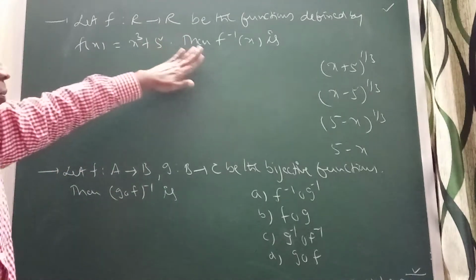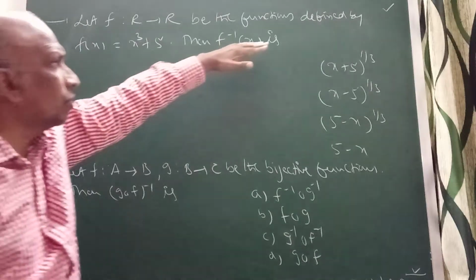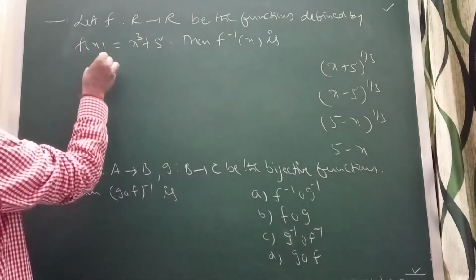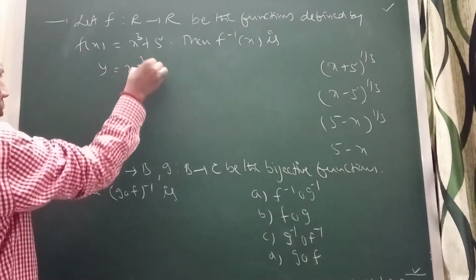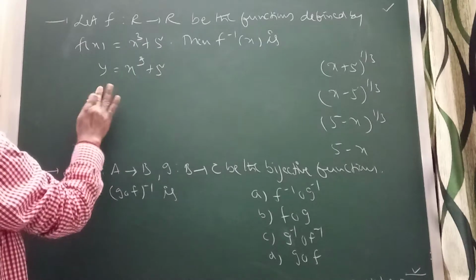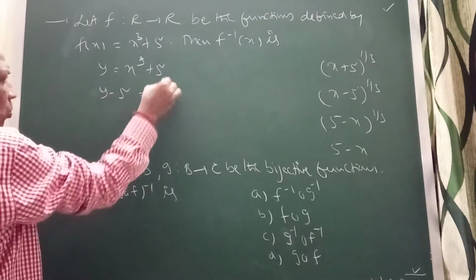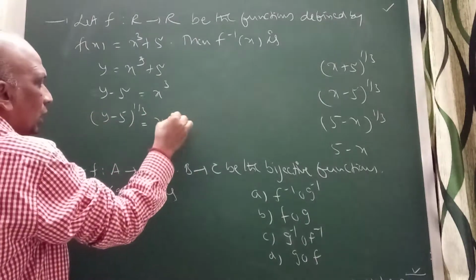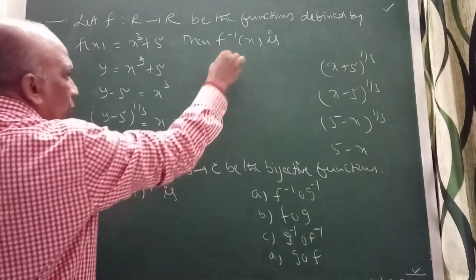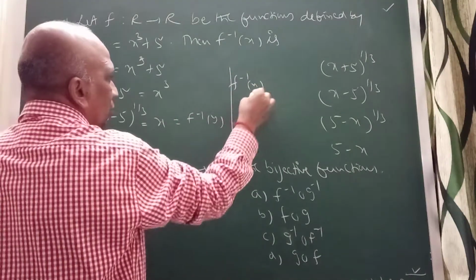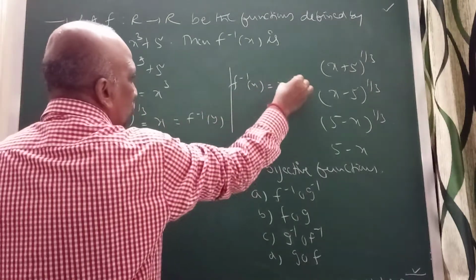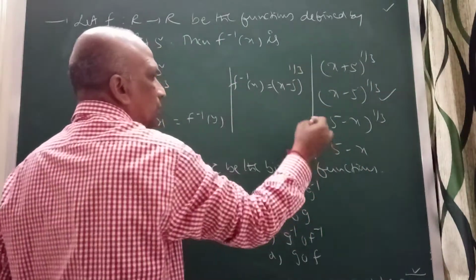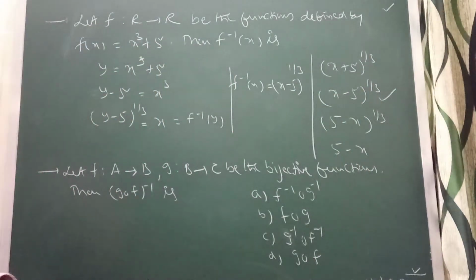In this problem, they are finding f inverse of x, where the function is defined by f of x equals x cube plus 5. When they ask for f inverse of x, you can consider y equal to x cube plus 5. Then y minus 5 is equal to x cube. I want the x value, so y minus 5 whole power 1 by 3 equals x. This x is nothing but f inverse of y. I want f inverse of x, so f inverse of x is x minus 5 whole power 1 by 3. Option B is your answer.